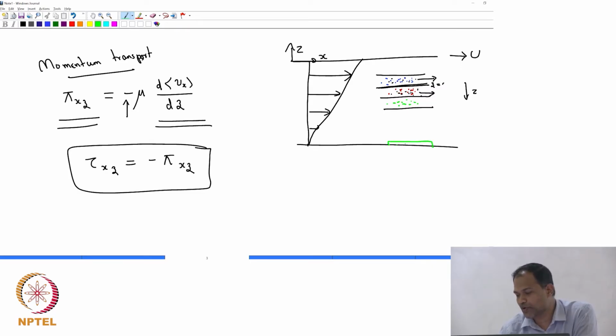For example, the molecules which are very near to the bottom wall would not be moving at all, while the molecules which are very close to the top wall will be moving with a large velocity. Since we have assumed an incompressible fluid, there is not going to be any change in the density. So the number of blue molecules that will come towards the red region will be the same as the number of red molecules that are going to go to the blue region, and that will be true throughout any Z that you take.